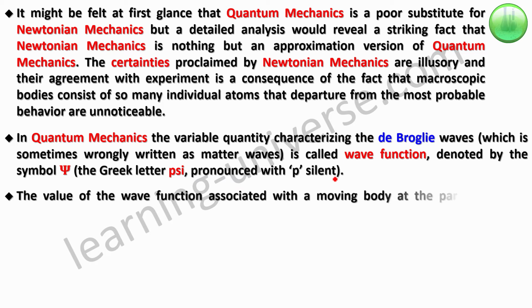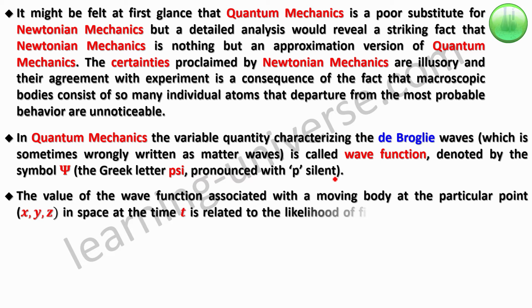The value of the wave function associated with a moving body at the particular point x, y, z in space at the time t is related to the likelihood of finding the body there at that time. So what this wave function simply does is that the wave function at any point with coordinates x, y, z tells you how much is the likelihood of finding the body there. Now, I'm not saying the wave function is directly the value of the probability. What I'm saying is it is related to probability. The wave function is going to give you some information about the likelihood of finding the body there at the time, but it's not directly equal to it.